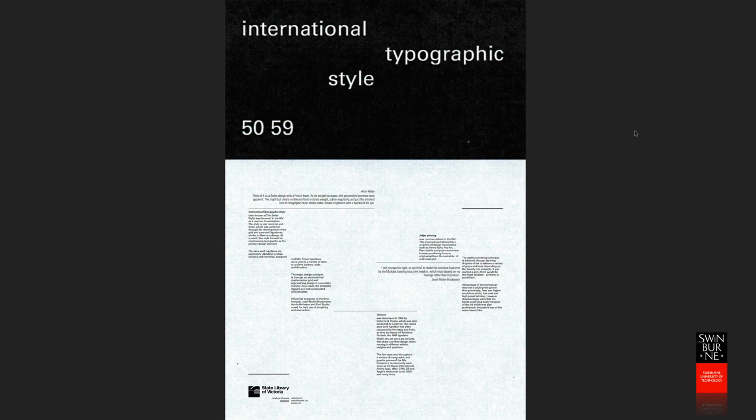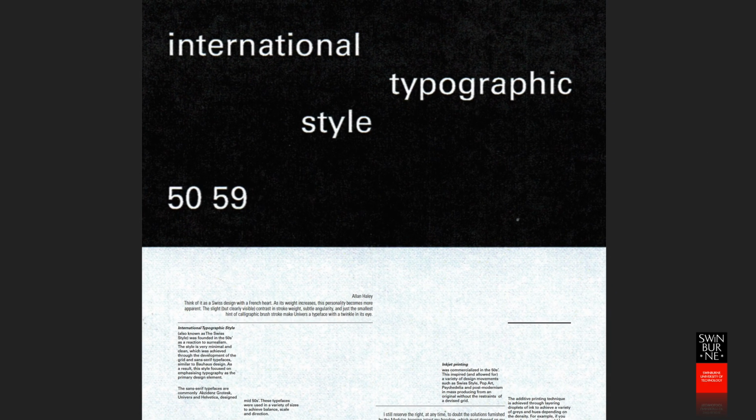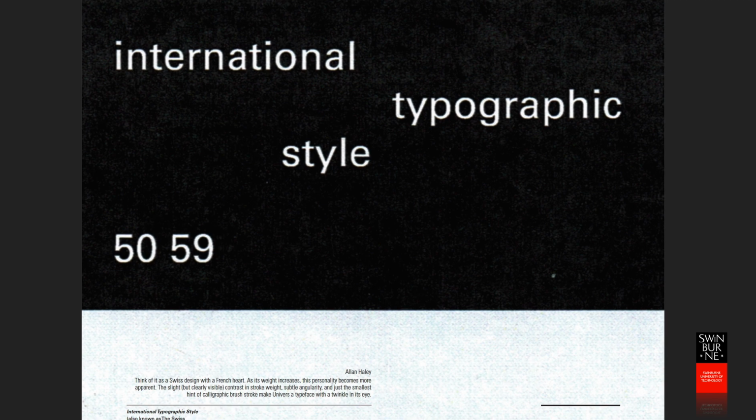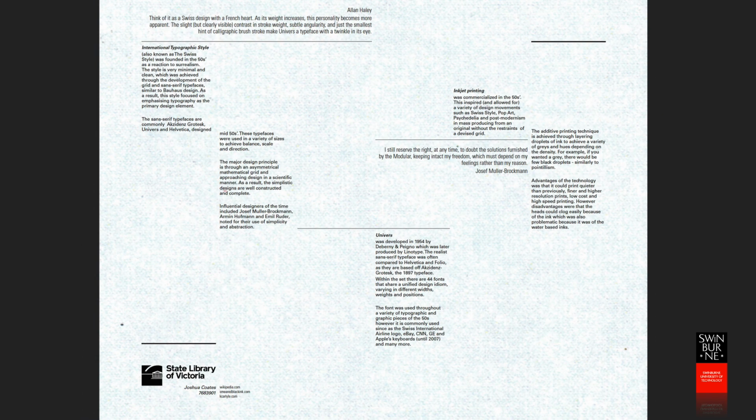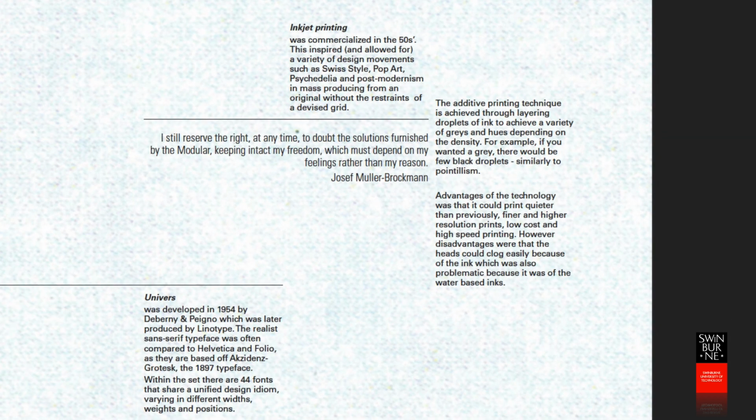This one, International Typographic Style 50 to 59, is hit and miss for me. There are definitely some strong points about it in terms of the composition mainly, but what the student's done here is used an old image for the heading and the background. You can see the background has a blurred texture to it, and I think that's distracting from the effectiveness of it.